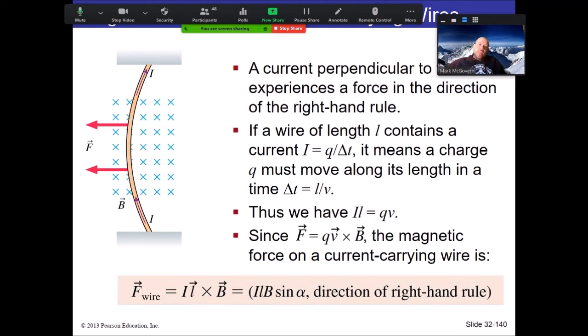But the deflections that are experienced are pretty small. Magnetic fields are not incredibly strong. And if you think about it unit-wise, a lot of times, for standard magnetic fields and currents, these forces can be measured in millinewtons.